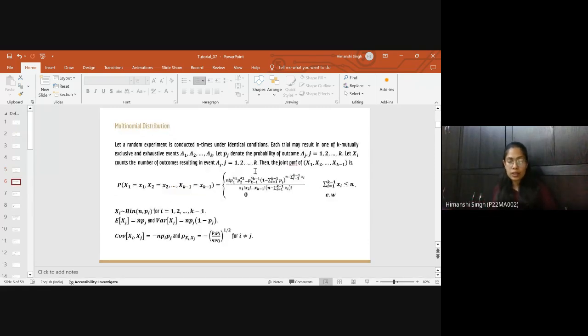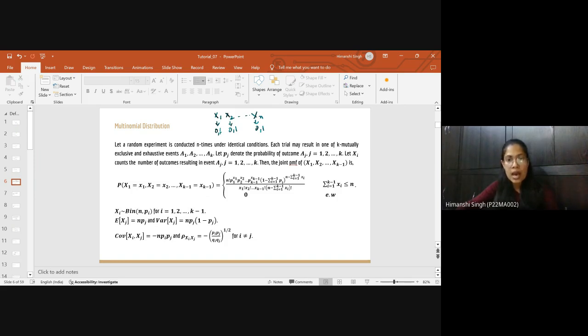Then we also already studied the multinomial distribution. For the binomial distribution we have x1, x2, up to xn random variables. So we are taking n trials, and for each xi there is a possibility that there will be a failure or a success. For x2 also there can be failure or success. So for each trial we have only two possibilities, that is, failure or success.